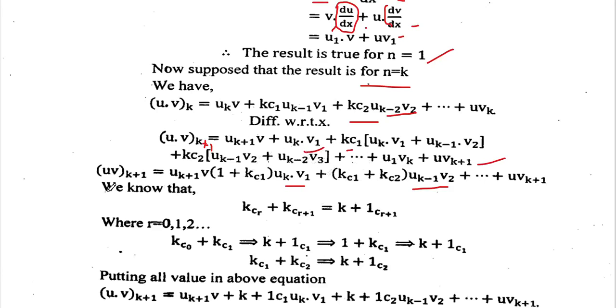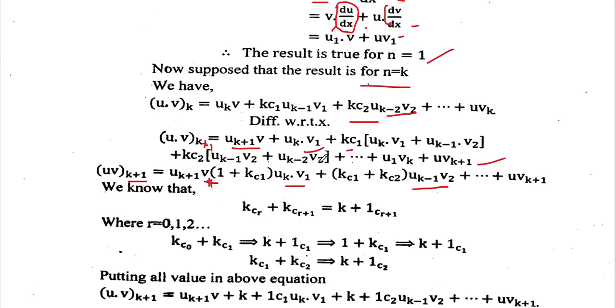So, left-hand side: (uv)^(k+1), the (k+1)th derivative, equal to u^(k+1) v as it is. Here there is a plus; there is a printing mistake, so here it should be a plus. Then what is the next term?